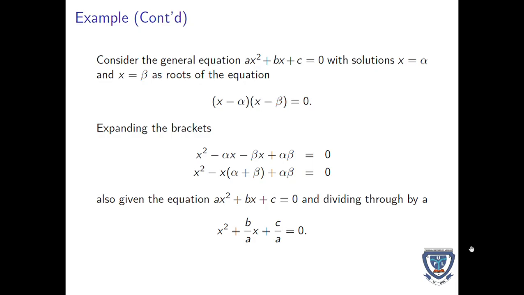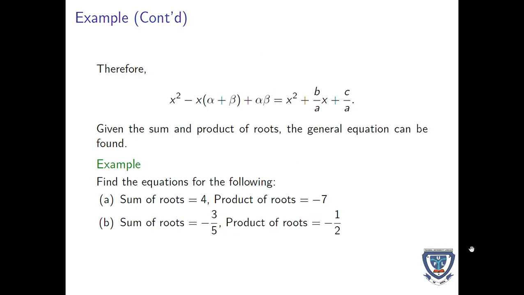Now, going forward, let's consider the general equation again with solutions x equal to alpha and x equal to beta as roots of the equation. Expanding the brackets, you're going to have x squared minus x in bracket alpha plus beta, plus alpha beta equal to 0. And also, dividing through by a, you're going to have x squared plus b over a x plus c over a equal to 0. This is exactly what we got ab initio.